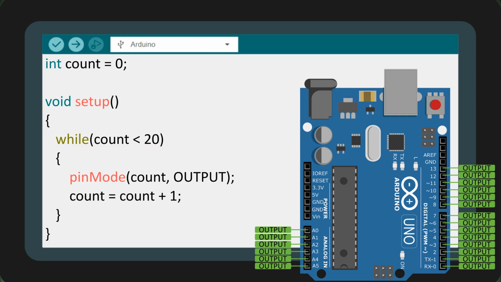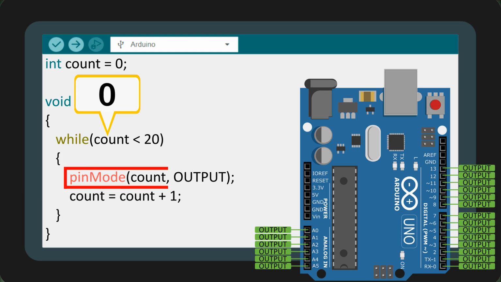The condition is that the count variable should be less than 20, and since the current value of the count variable is 0, and 0 is less than 20, the condition here is satisfied, and the code within the while loop block will be executed. Inside the while loop block, we have the pin mode function. Typically, the pin mode function requires the pin number as the first parameter. However, we have written the count variable in its place, enabling us to set digital pin 0 as an output.